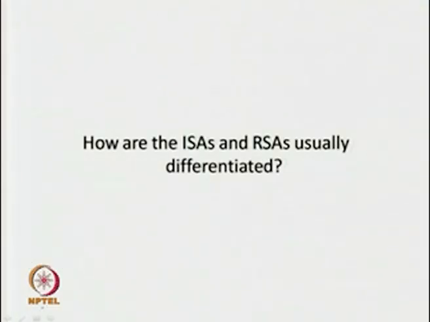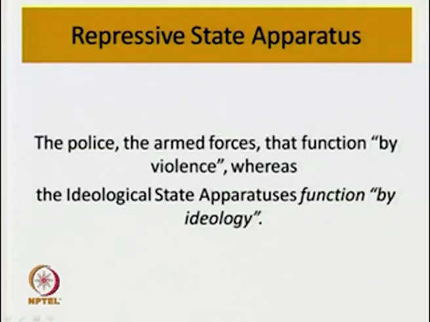How are the ideological state apparatuses and the RSAs, or the repressive state apparatuses, usually differentiated? Then you need to look at it from this point of view. Simply speaking, if you look only at the difference, then the police and the armed forces that form the repressive state apparatuses function by violence, whereas the ideological apparatuses function by ideology.